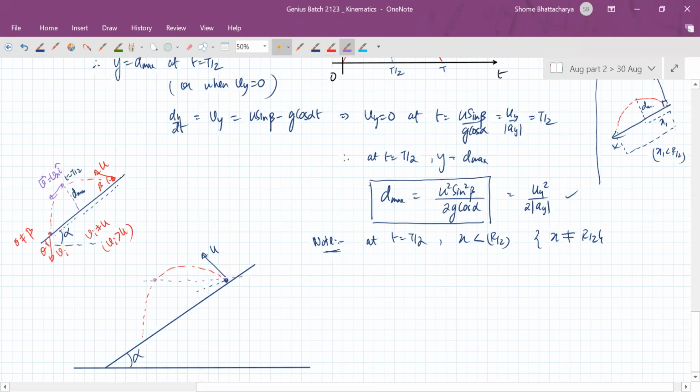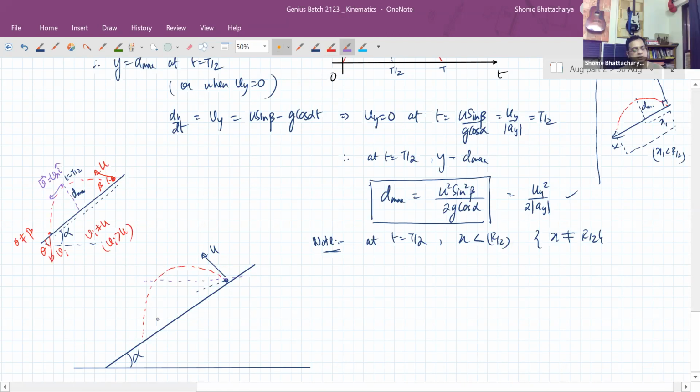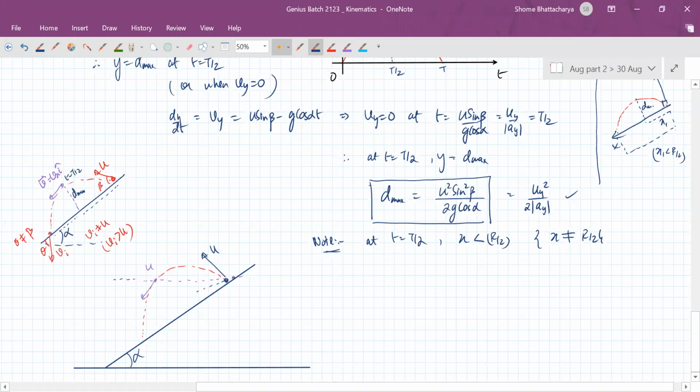Okay, sir. So when it reaches this point over here, you will see the speed will again be u. And in fact, not only the speed will be u, with respect to the horizontal axis, it has the symmetrical angle. Yes, the same angle with respect to this.